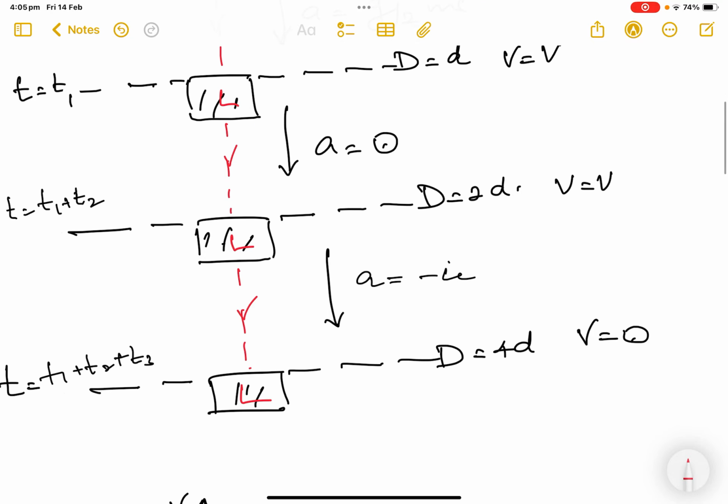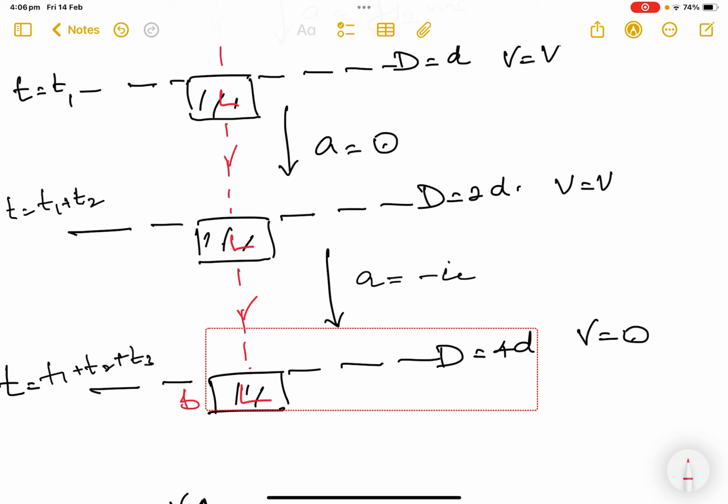The third stage is travelled with slowing down, so retardation, so the acceleration is negative. It starts from the end of the last stage, and the total time from A to B is t1 plus t2 plus t3. The distance is 4d. The velocity is 0 because it comes to a stop at B exactly.